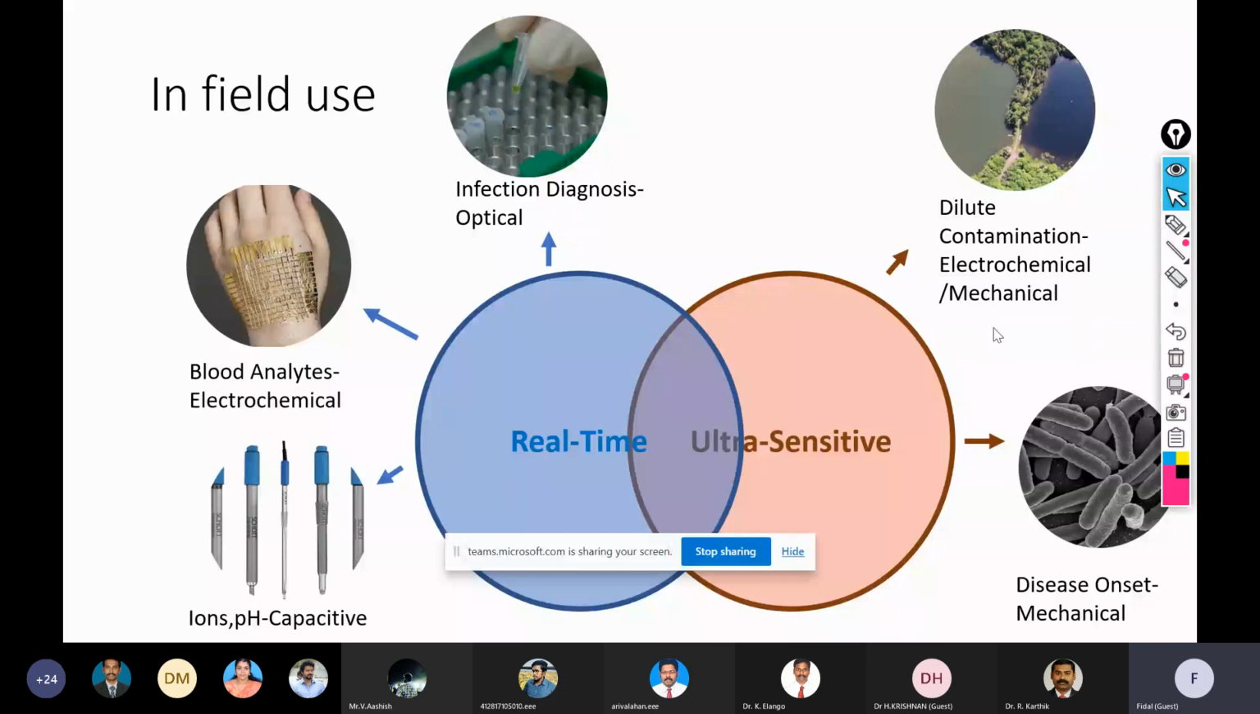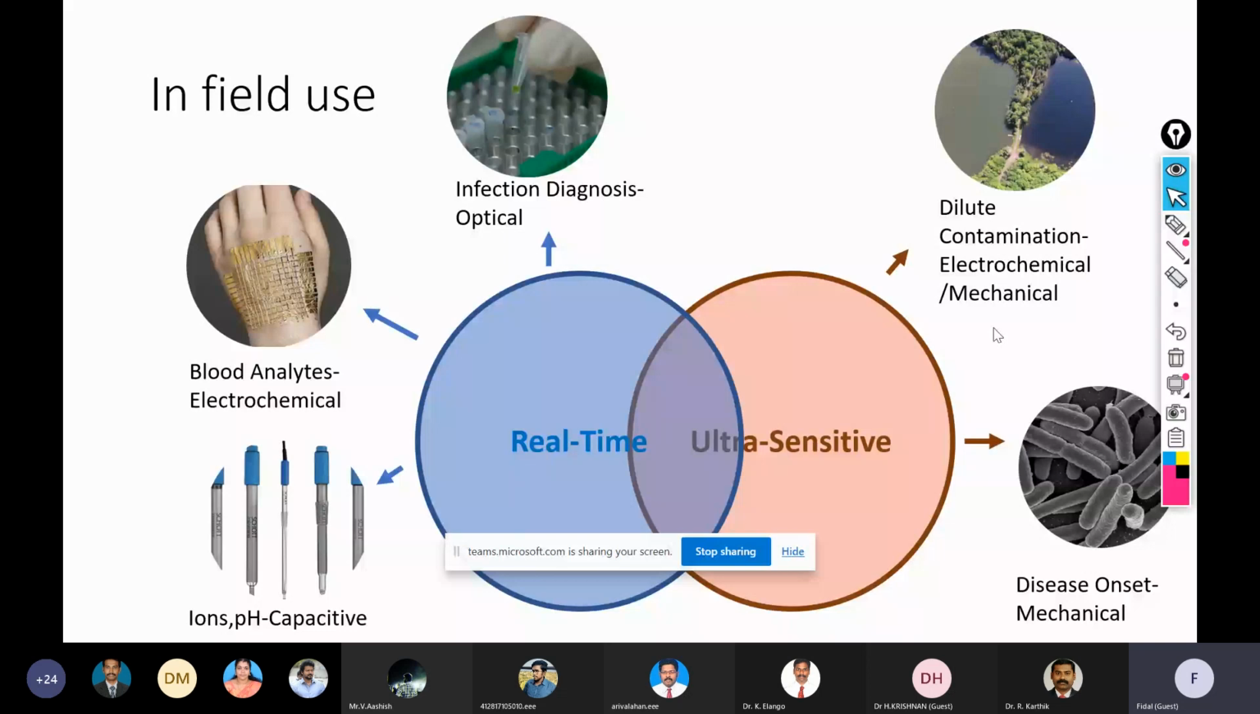It continuously gives you some parameter, or it can be used for diagnosis, which we commonly use for the detection of COVID, where once you put the sample, it tells you how much of the infection is present in the body. Or it can be for blood analytes like glucose. The other kind of sensor is ultrasensitive, where there are two parts.